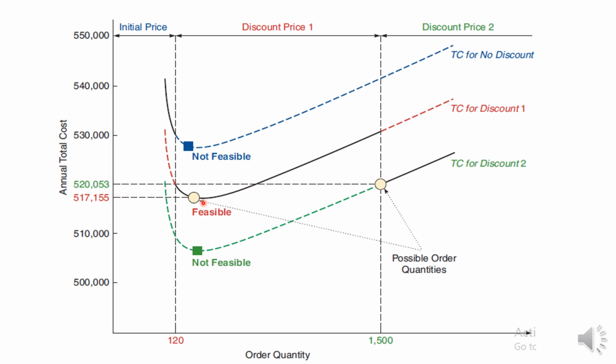So we are done with this. We have found the feasible point. We do not need this one. Why? Because it can never be lesser than that. Because the price is high, because there is no discount, or if there is a discount, the price will still be high over here. So we found the possible order quantities: one is this one, and the other one is this one. Let's move ahead.